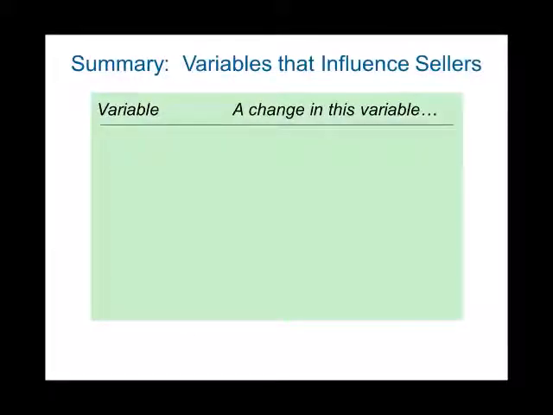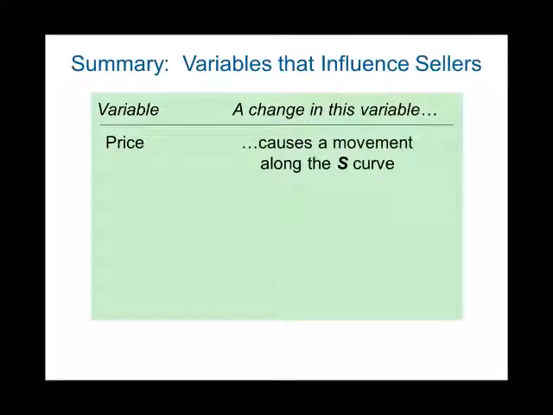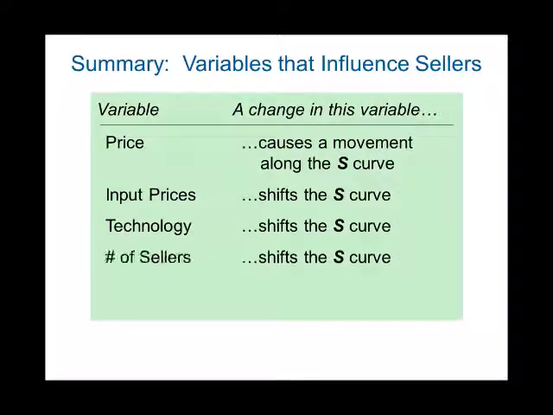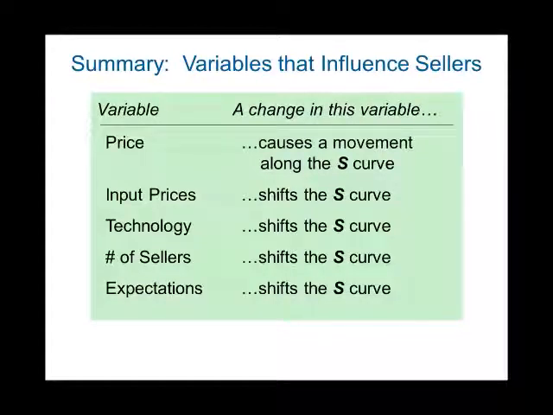So here's a summary of what we just looked at. Whenever there's a change in price, it just causes a movement along the supply curve. An increase in price does not shift the supply curve. When input prices change, it shifts the supply curve. When technology changes, it shifts the supply curve, and the same for number of sellers and expectations. So all these factors shift the supply curve. Nothing else will shift the supply curve.